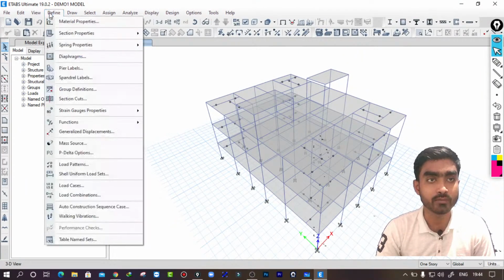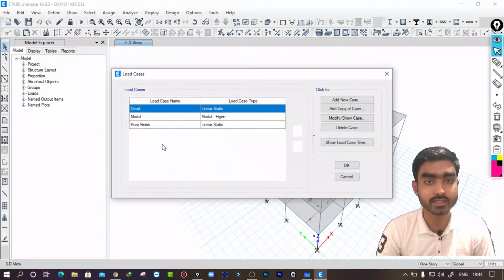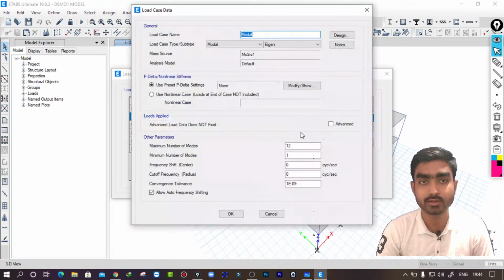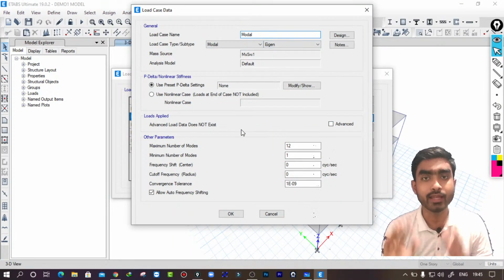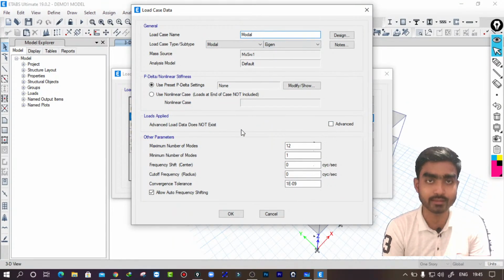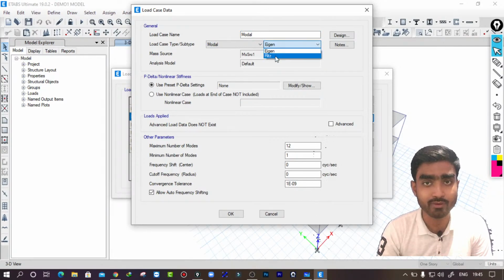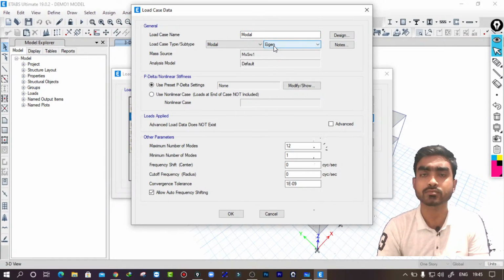Okay. So let's go to define load cases and go to modal, modify. Now the load case name will be modal case. Okay, no problem. Now I'll tell you the application of these things in ETABS. The modal case will be selected as modal, and here we have two vectors. One is eigenvector, one is Ritz vector.